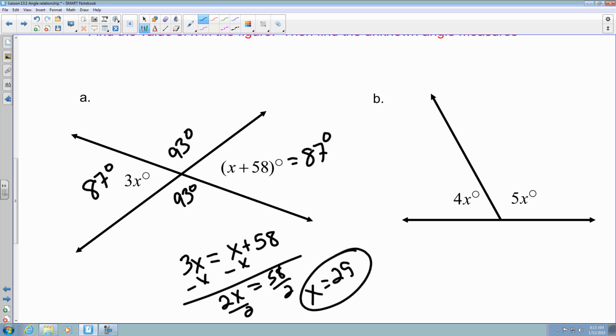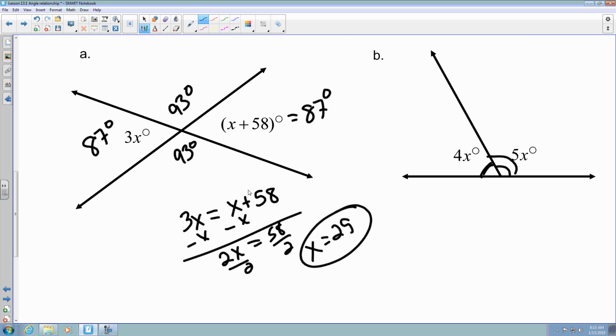For example B, we just have two angles. We have an angle here and we have an angle here. But what we know is one side is 4x degrees, the other one is 5x degrees. What we know about these two angles is 4x and 5x are supplementary. So I can say that 4x plus 5x is going to equal 180 degrees.